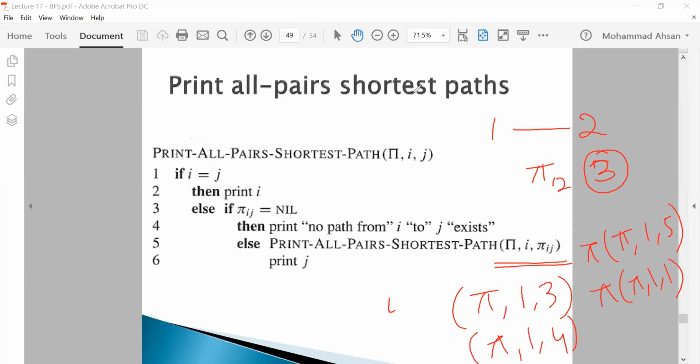is obviously when i is equal to j, you just print i. So you would print 1, and when you come back from the previous recursive calls, it will print j, which is 5, then 4, then 3, then 2. It will print in order 1, 5, 4, 3, 2. Okay.